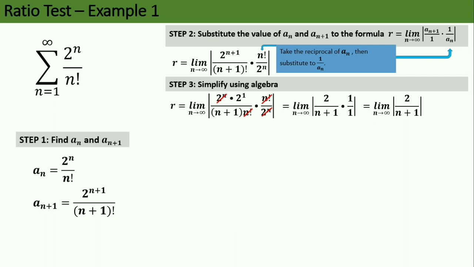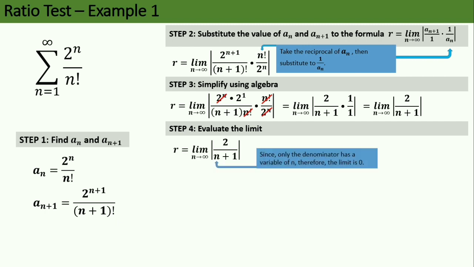Then simplify, ang mabilin sa ato nga simplified form is 2 over n plus 1. Then step 4 is evaluate the limit. Pag evaluate sa limit, magamit nato tong guideline. So sa ato ang simplified form, ang naaray variable is si denominator. It means nga mas dako si denominator og degree compared sa numerator. Therefore, the limit is 0. So our r is equal to 0.